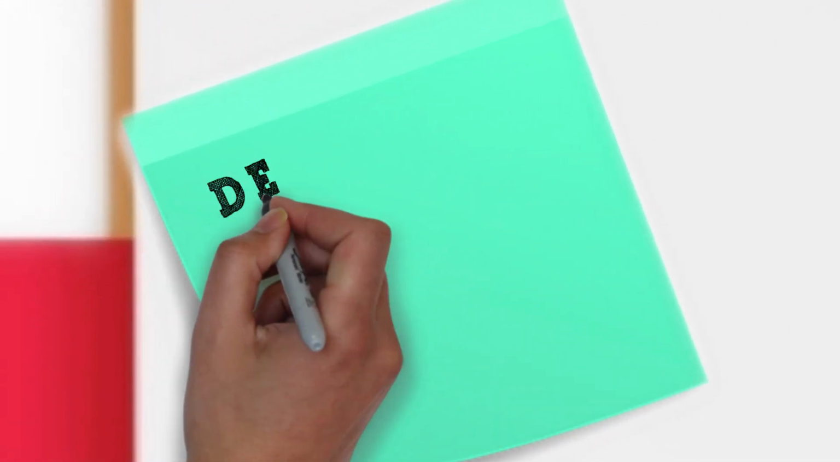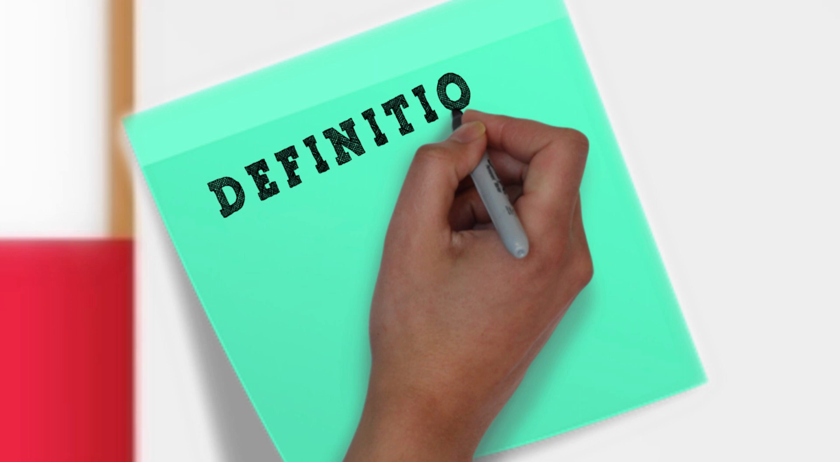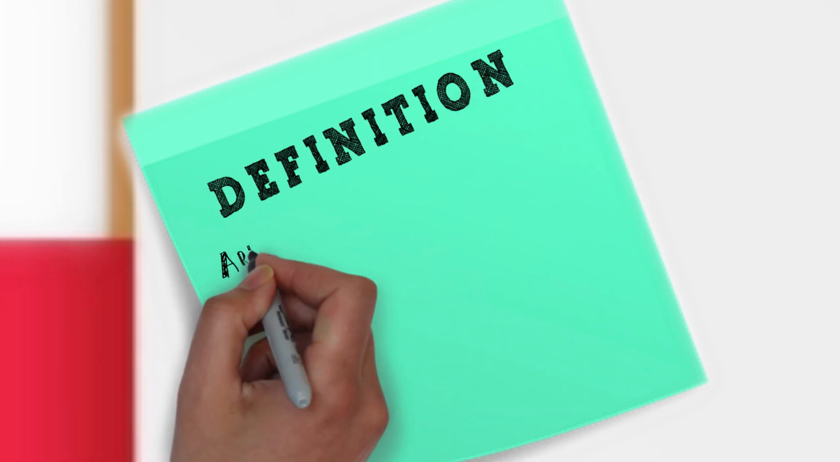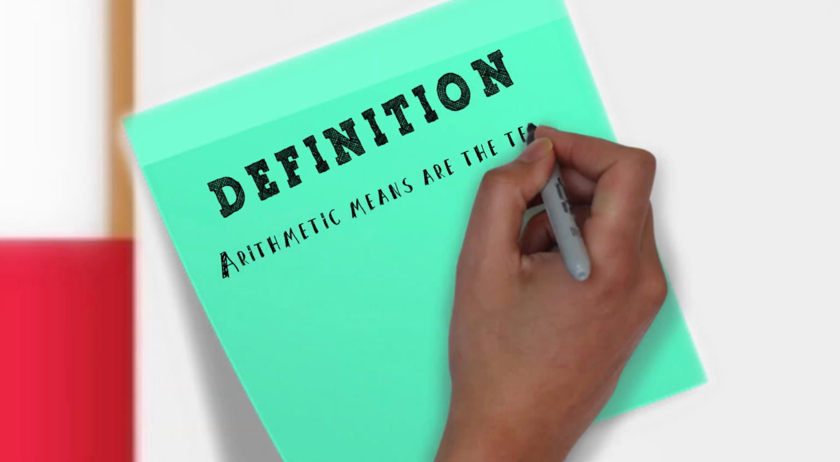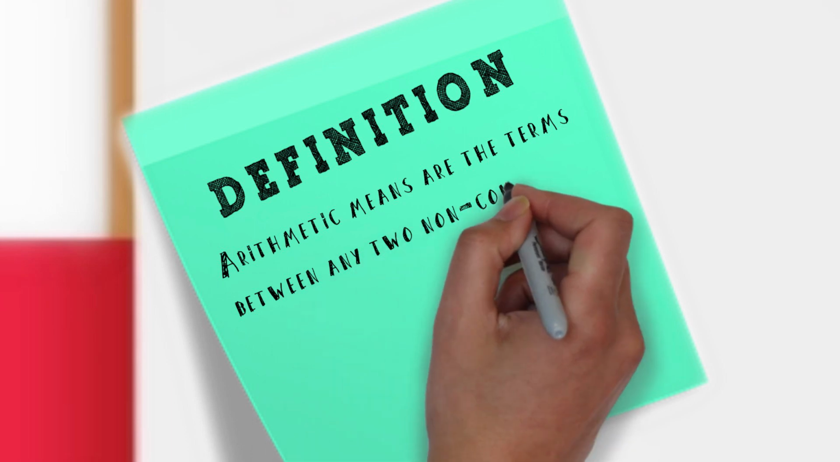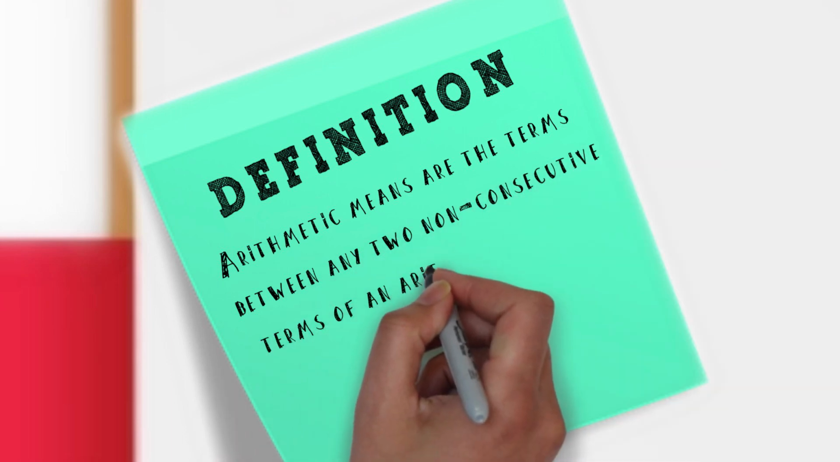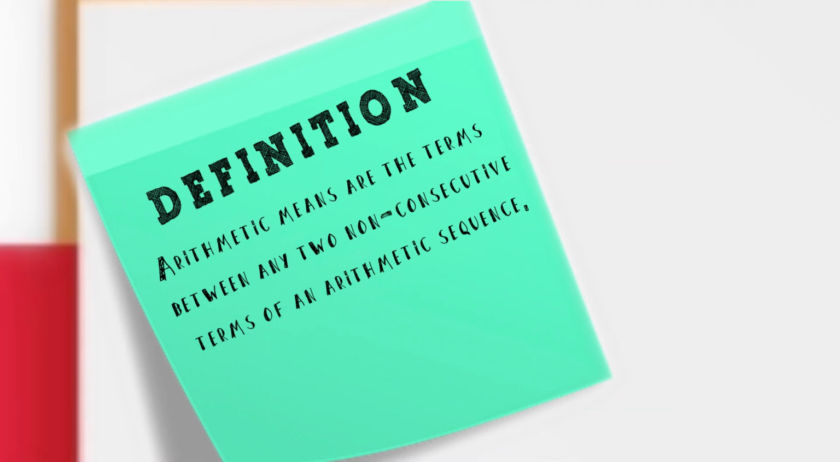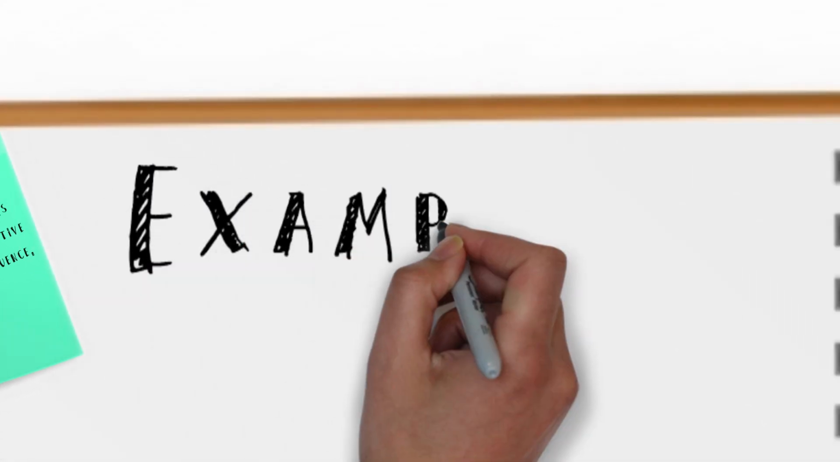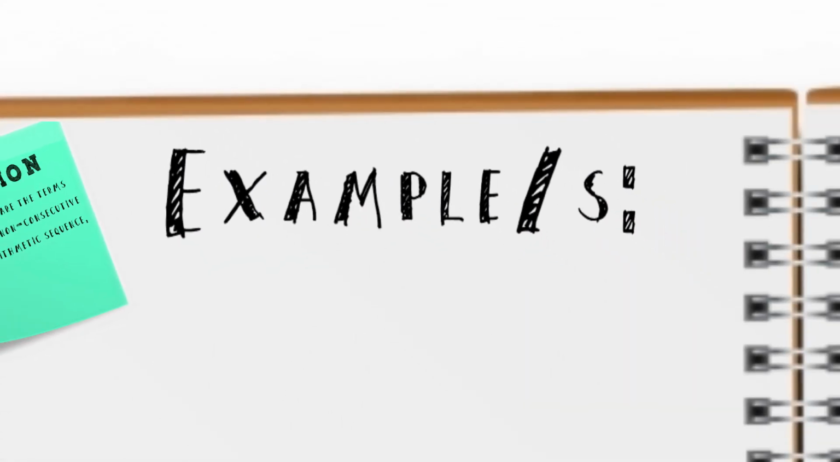But first, let's have its definition. Arithmetic means are the terms between any two non-consecutive terms of an arithmetic sequence. And let's have our example.